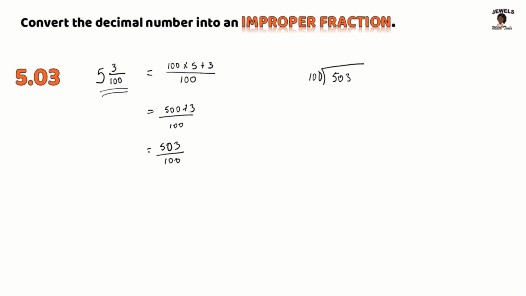So 100 will go into 503 5 times. 5 times 100 is 500, and 503 minus 500 will leave us with 3. And remember that the 5 at the top is your whole number, so that would be our 5. My 3 is my numerator, so your remainder is always the numerator, and our 100 will remain as our denominator. So you can see that the answer we got from our division matches the fraction that we started with. So that will tell you that your answer is correct.